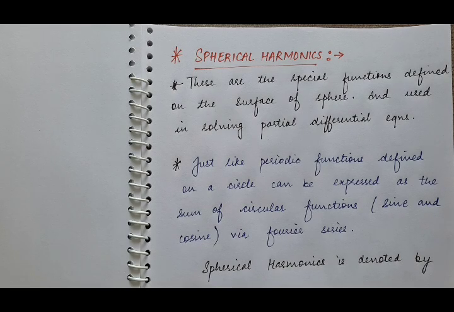Suppose any periodic function which is defined on the boundary of the circle can be expressed in terms of a sum of sine and cosine functions. Any point defined on the boundary of the circle can be written as the sum of sine and cosine terms by using Fourier series. In the same way, in case of a sphere, any function defined on the surface of the sphere can be written as the sum of spherical harmonics.